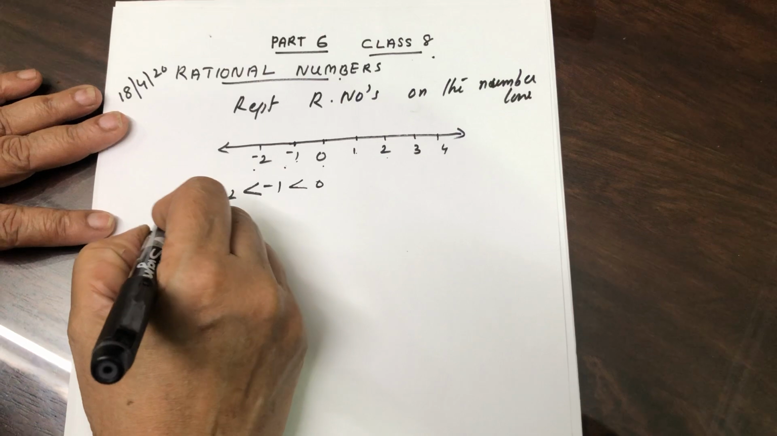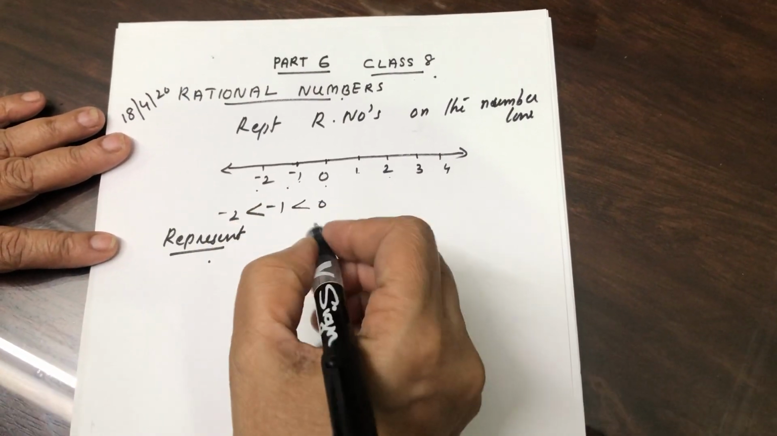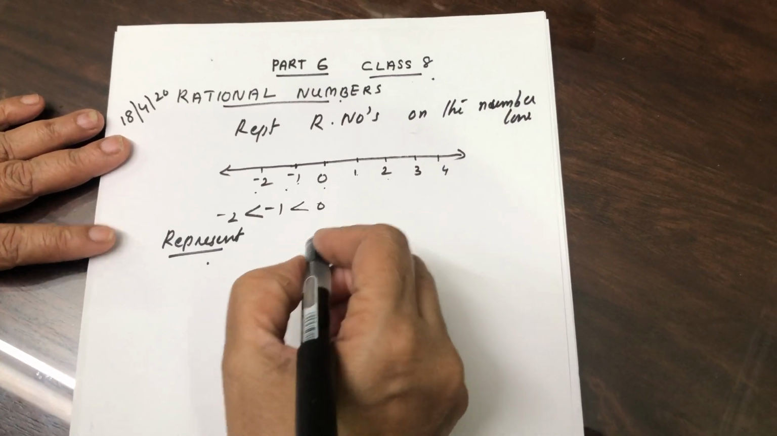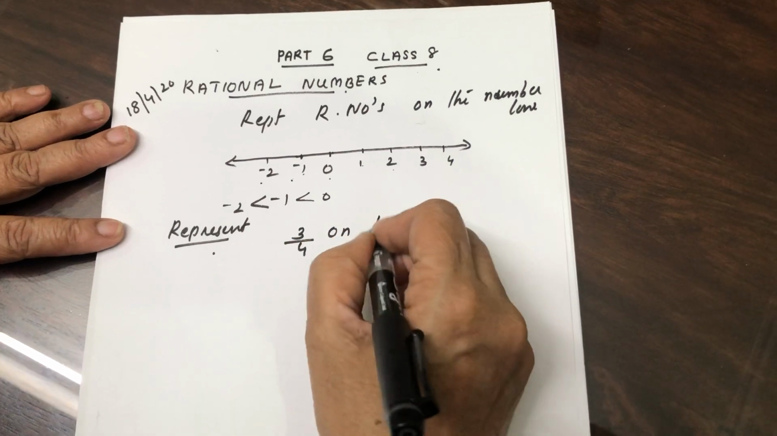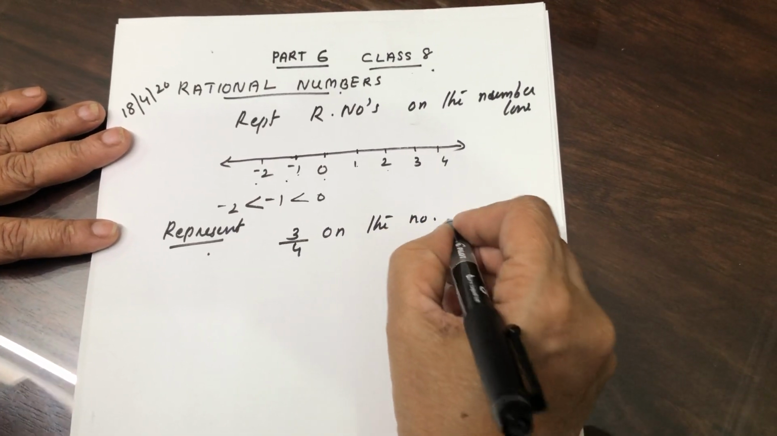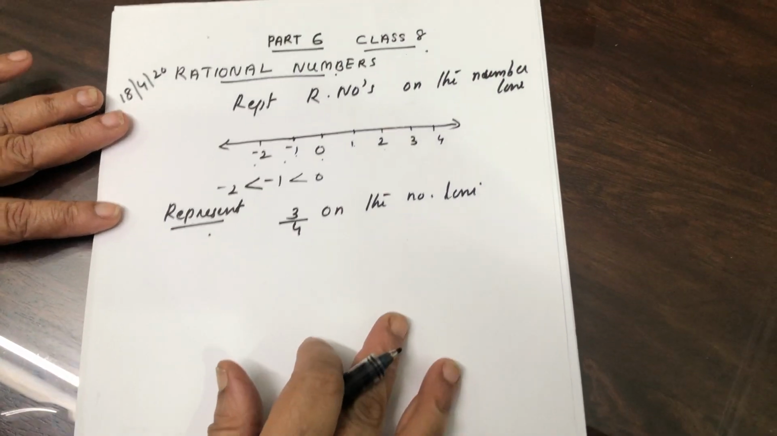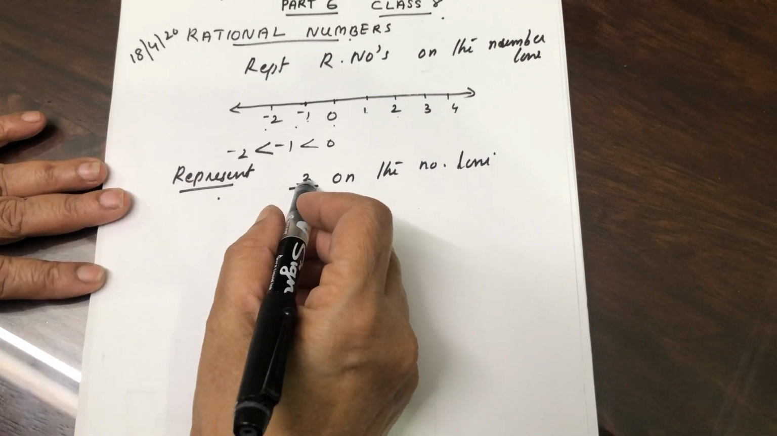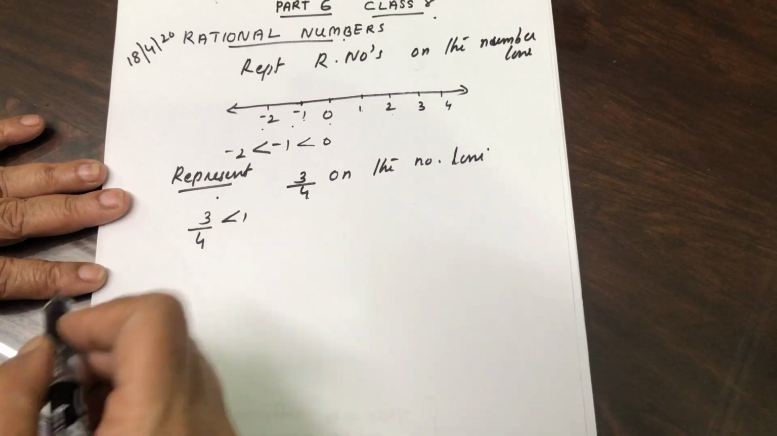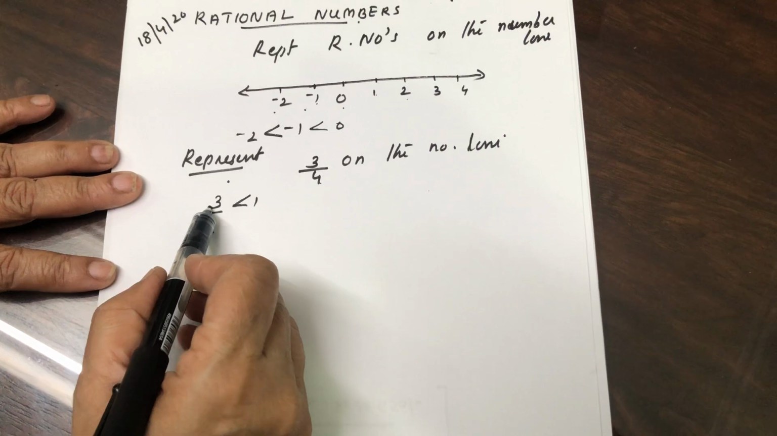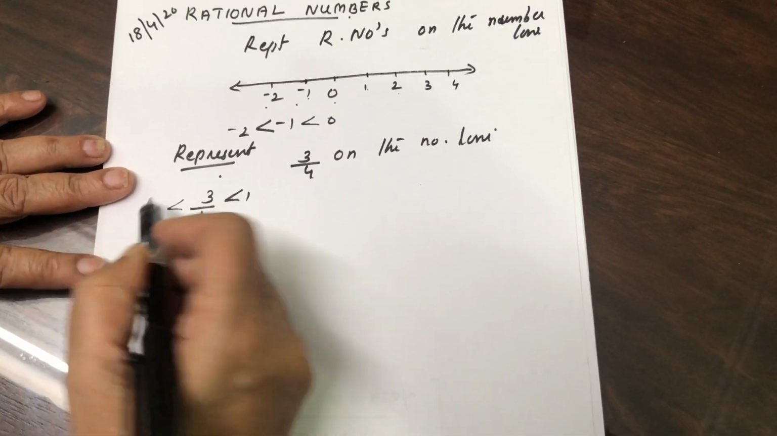First I am going to teach you how to represent a rational number on the number line. Now we are taking 3 by 4. Here the numerator is less than the denominator, so 3 by 4 is less than 1. That means 3 by 4 lies between 0 and 1.